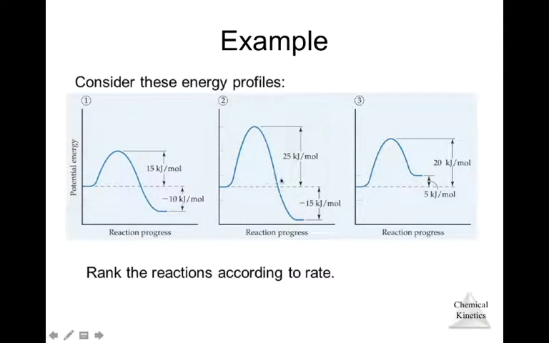So the slowest one is going to be this guy. You have to put in the most energy, so he's going to be going really slow. These guys have the same amount of energy, but since this guy is an exothermic reaction, he's going to be the fastest. So 2 is going to be less than 3, is going to be less than 1.